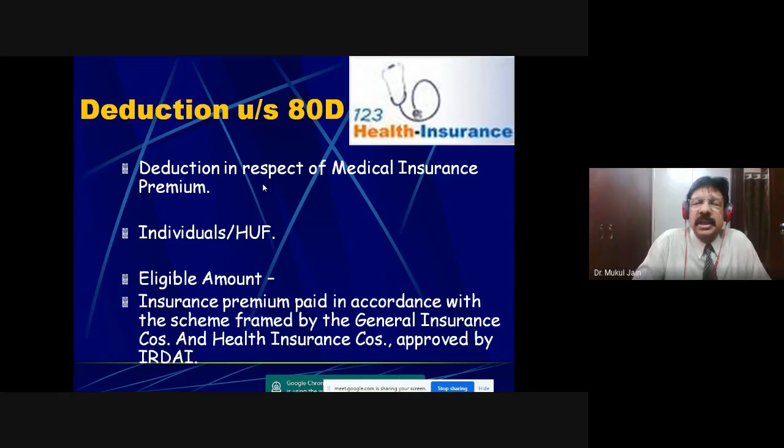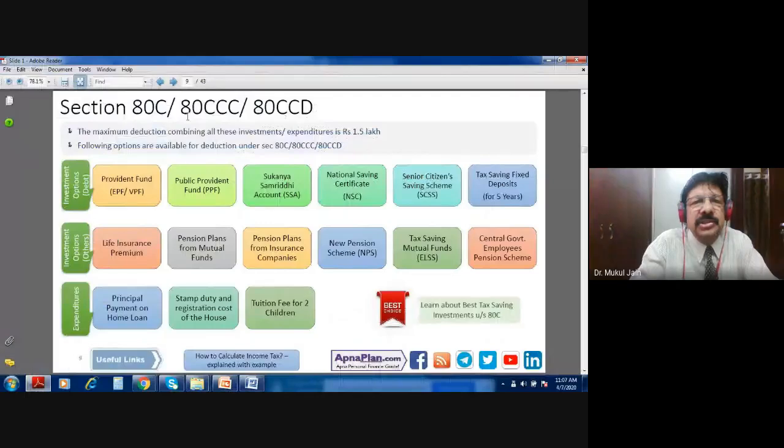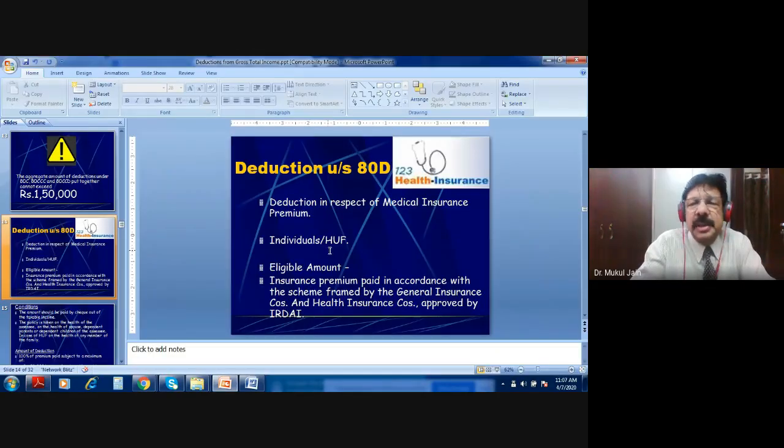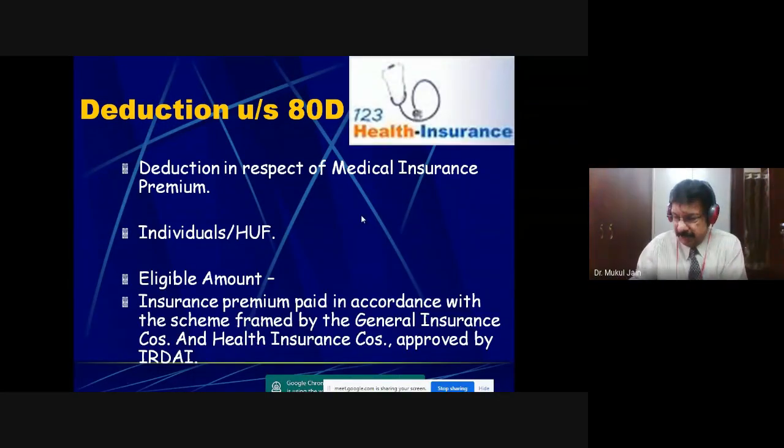This plan is only for medical insurance premium. Whereas in Section 80C, as you have seen, there are so many other plans, right? So once again, in 80C, 80CCC, life insurance is one of them, but there are so many other things. In totality, you have to spend 1.5 lakh in any one of them, or in combination of all of them, any two of them, any three of them. That is up to you. Whereas 80D is only specifically for medical insurance premium only. Fine.